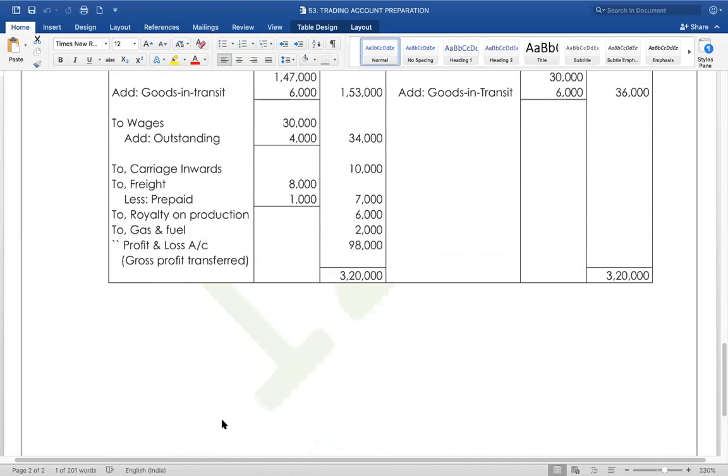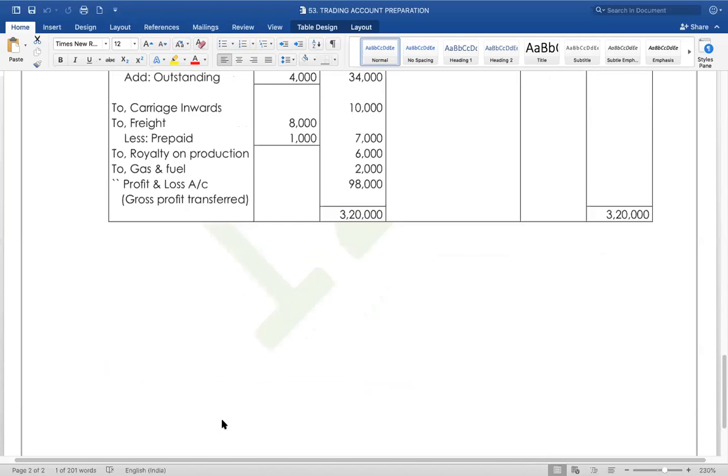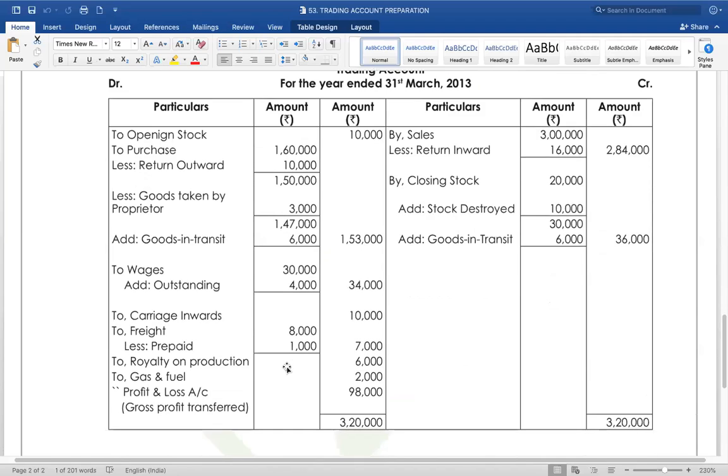That's it. Sir, I cannot understand the credit side, sir. Tell me, what is that? Like in closing stock, again, might be adding goods in transit, sir.